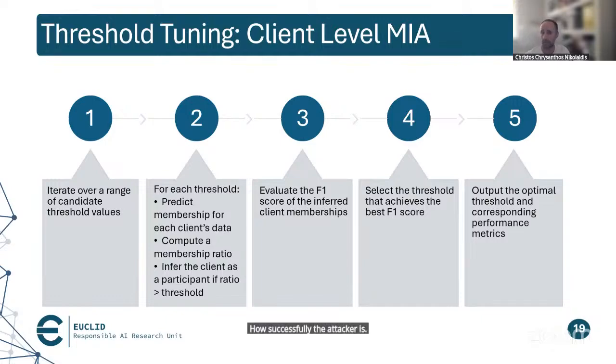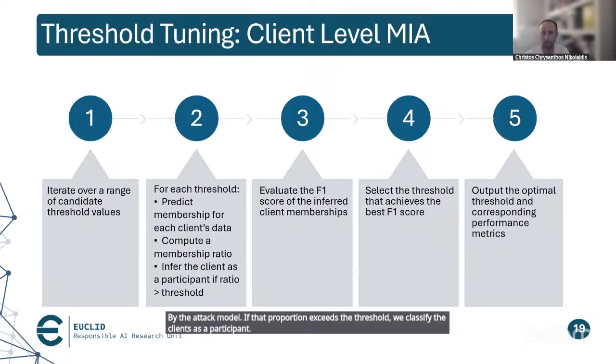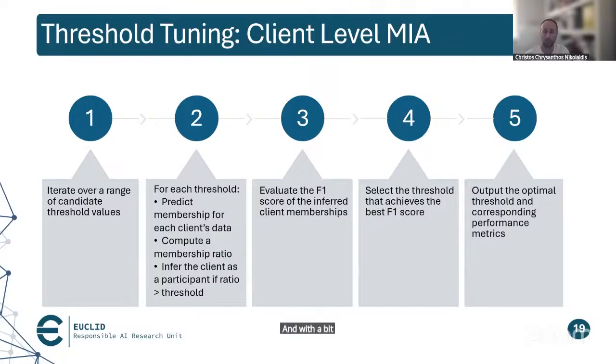So this summarizes our threshold tuning procedure for client-level MIAs. For each threshold, we check how many of a client's records are flagged as members by the attack model. If that proportion exceeds the threshold, we classify the client as a participant. We repeat this for all thresholds, evaluate the performance, and select the one that maximizes the F1 score. This trick is simple but powerful, and it significantly boosts attack success.